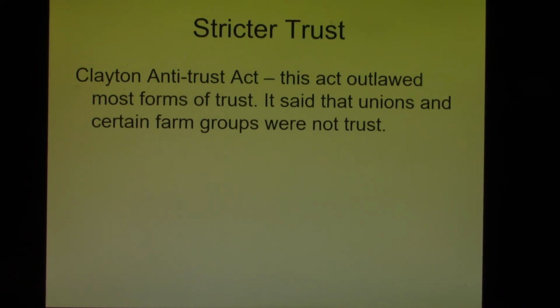The Clayton Antitrust Act is going to be passed in the Wilson administration, where Taft and Roosevelt had wanted to regulate trusts. Wilson wants to outlaw trusts. And the only trusts that are allowed are unions, farm groups, and things that Congress has created. So, for example, the National Football League is a trust that was created by Congress. And that's why occasionally the NFL has to go before Congress.